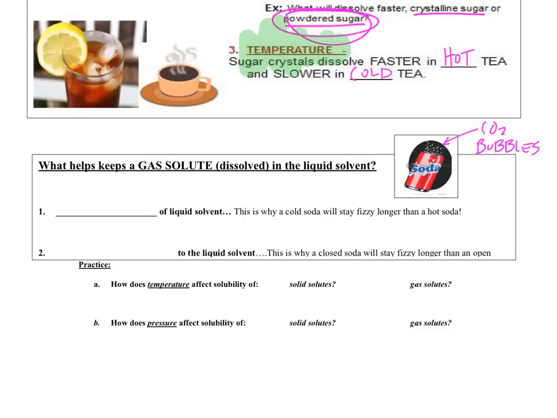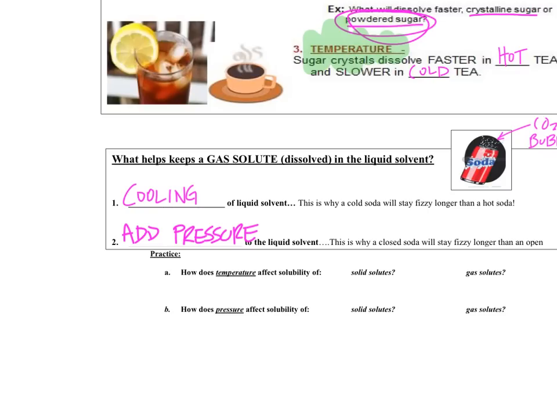So what keeps it dissolved longer? Well, if I cool it, by cooling the liquid solvent, this keeps the gas in my solvent much longer. It allows it to stay fizzy much longer than if it was a hot soda. Also, if I add pressure to the liquid, so this ties into why if you leave a soda open for a long period of time, all that pressure is released and the soda goes flat. But as long as you keep that soda closed, the pressure is maintained and it stays bubbly, stays fizzy.